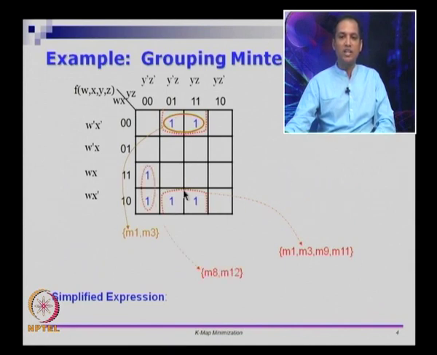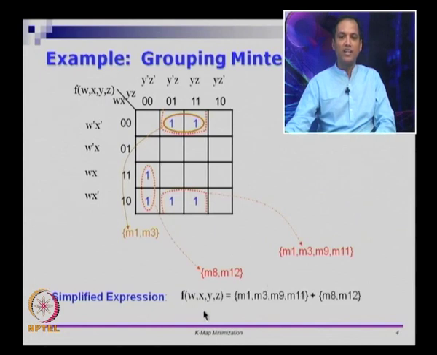Then these ones are already covered. However, these 2 ones are not covered by this group of 4. We take that and the terms corresponding to that are M8 and M12, right, M8 and M12. So, this M1 M3 is this oval, but M1 M3 is a subset of M1 M3 M9 M11. So, M1 M3 need not be covered explicitly. So, we have M8 M12 which covers these 2 ones, M1 M3 M9 M11 which covers these 4 ones. We have all the ones covered. So, which means the expression is done.